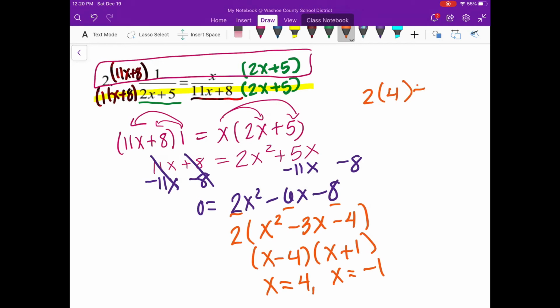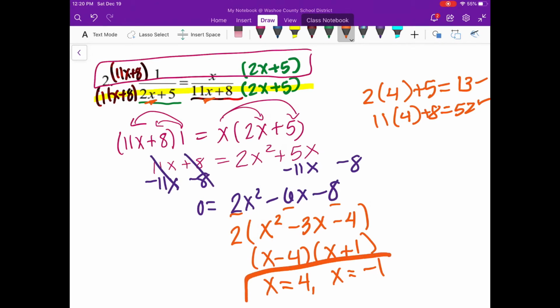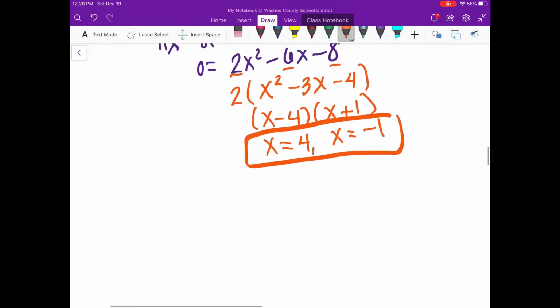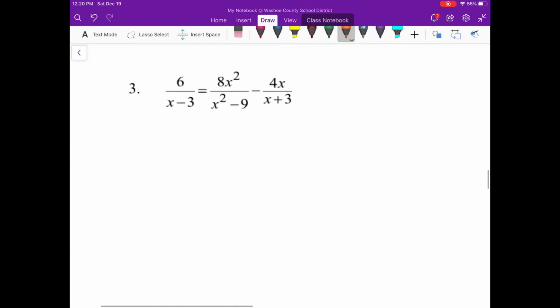Now, go back and check that neither of these make the denominator 0 and that they work out for your fraction. So if I were to substitute in a 4 for my denominator for the first fraction, it's going to give me 13. And if I were to substitute in 4 for the second fraction, it's going to give me 52. So neither of those are 0. I'm good. Same thing with the negative 1. Kind of do some mental math there. Make sure that it's not a 0, and you are good. So in this case, both of these are going to work out. So both of those are my solution. Okay. All right, let's keep going.